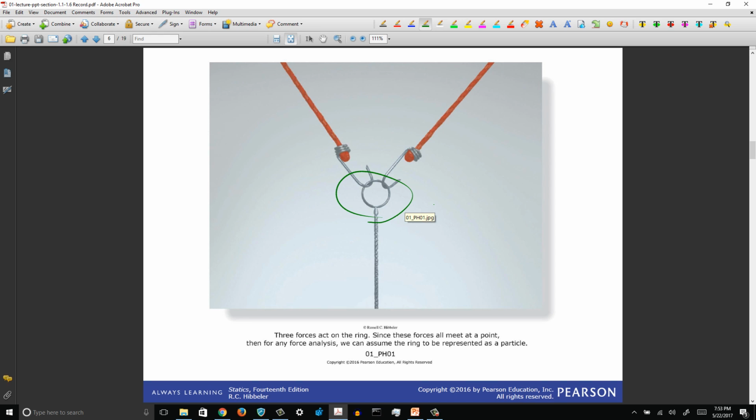For example, also, the size of the Earth is insignificant compared to the size of its orbit, and therefore the Earth can be modeled as a particle when studying orbital motion. When a body is idealized as a particle, the principles of mechanics reduce to a rather simplified form, since the geometry of the body will not be involved in the analysis of the problem.